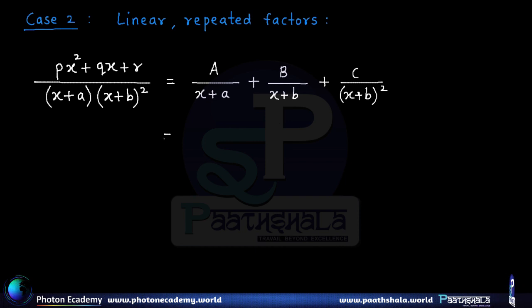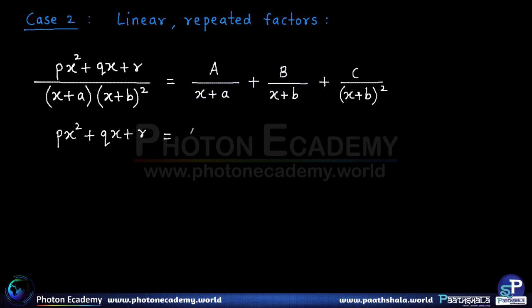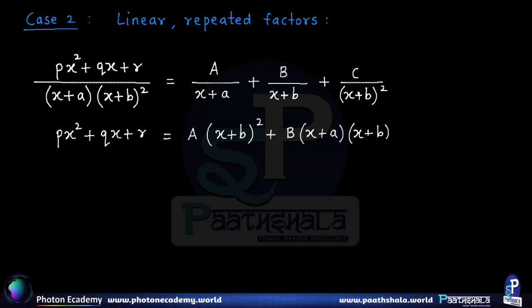Now suppose we compare the numerators of both sides. Here we have px square plus qx plus r given by, on the right hand side, A will get multiplied with x plus b the whole squared, plus B will get multiplied with x plus a and one additional occurrence of x plus b, and C will get multiplied just with x plus a, as we know by cross multiplying and making it single term.